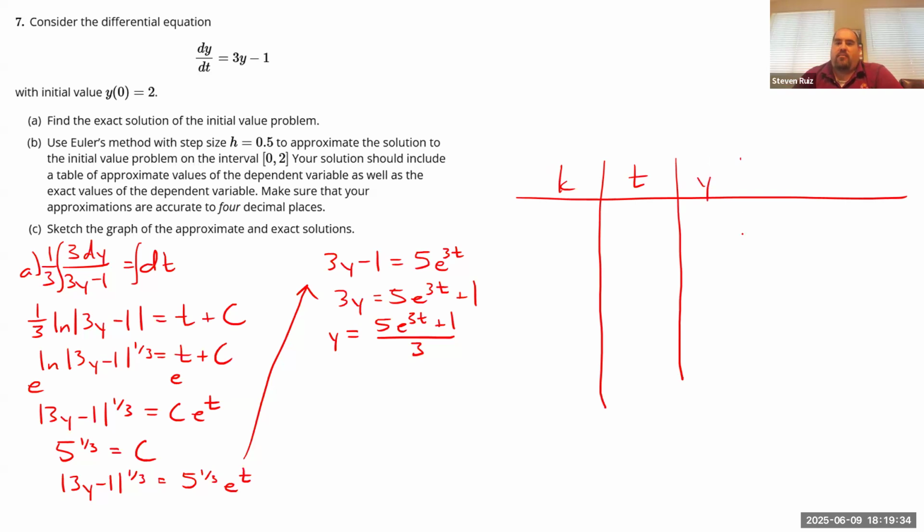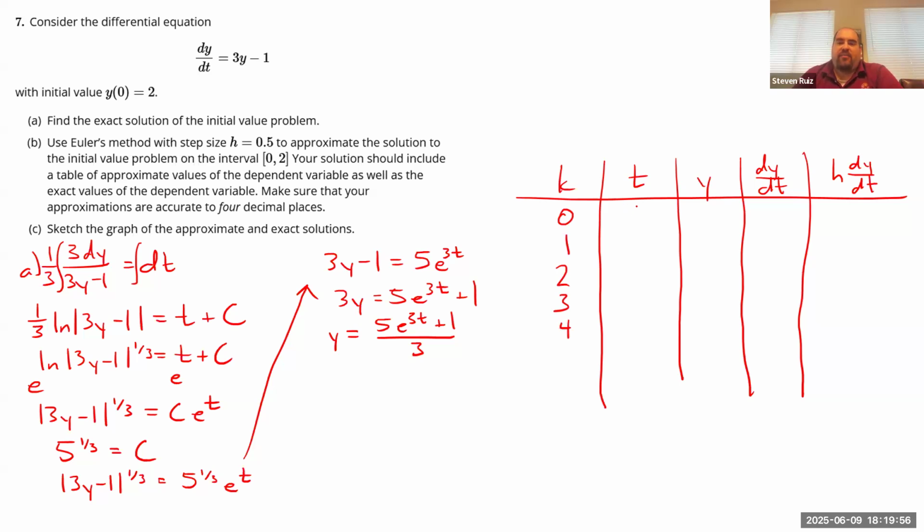y, dy/dt, and then h times dy/dt. So starting with 0, how many steps do I need? I'm going to take 1, 2, 3, 4.